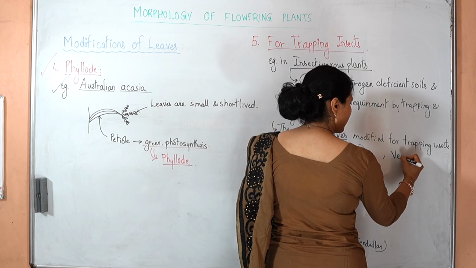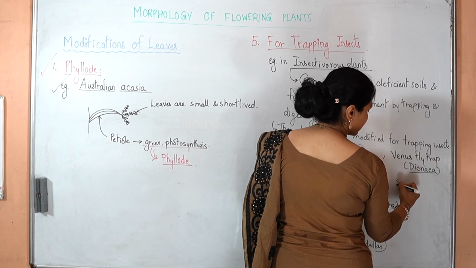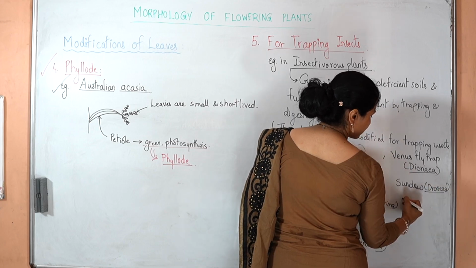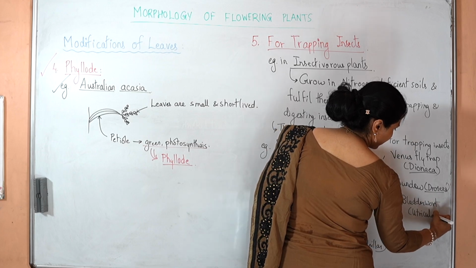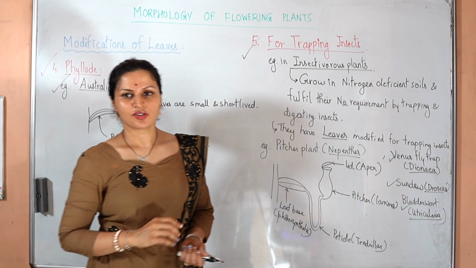This will be the petiole which will be tendrils, and this is the leaf base which will be photosynthetic. Then there is Venus flytrap, scientific name of which is Dionaea. Then there is the Sundew plant, scientific name of which is Drosera. Then there is Bladderwort, scientific name of which is Utricularia. We have to know the scientific names of these plants. This is an important topic, insectivorous plants.